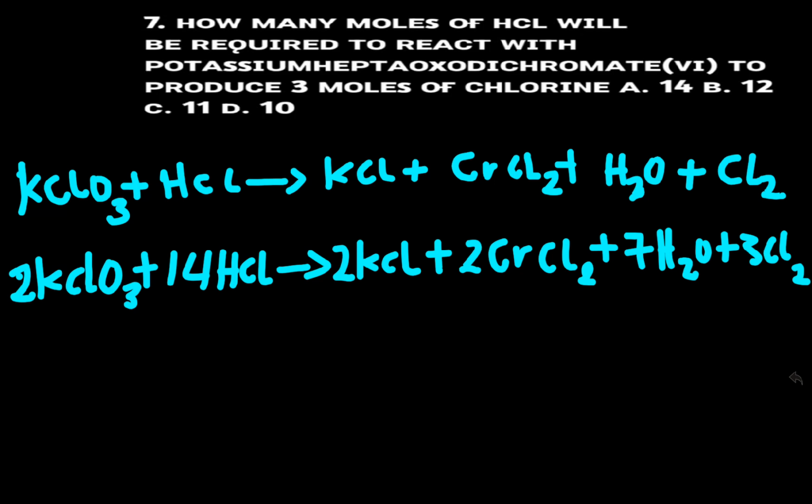So secondly, I balanced it. You have 2 moles of potassium chromate reacting with 14 moles of HCl, which gives us 2 moles of potassium chloride and 2 moles of chromium chloride, and 7 molecules of water, and lastly 3 molecules of chlorine gas.